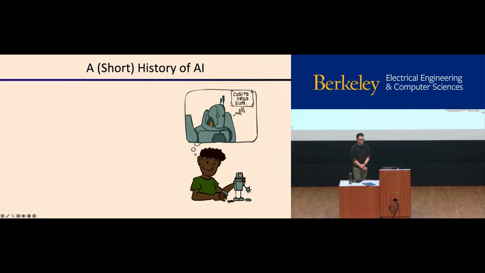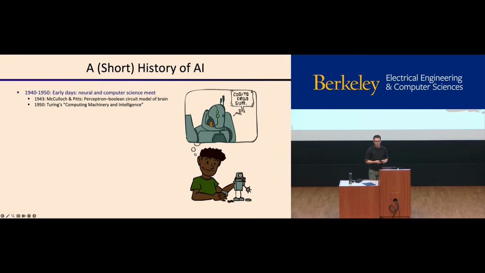So here's a short history of AI. In the 1940s and 50s is when things kind of kicked off. The first thing that happened was McCulloch and Pitts made this thing called a perceptron, which is really a Boolean circuit model of the brain. This is essentially the first artificial neuron, and they showed that you could do some nice things with it. Then in 1950, Alan Turing wrote this great paper on computing machinery and intelligence, where he introduces the Turing test, but also a bunch of other cool concepts. Arguments for why machines couldn't think, and then he defeats each one of those arguments.